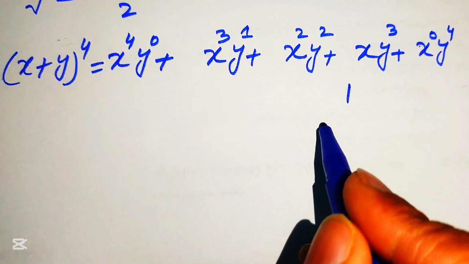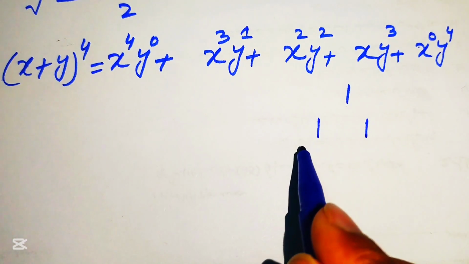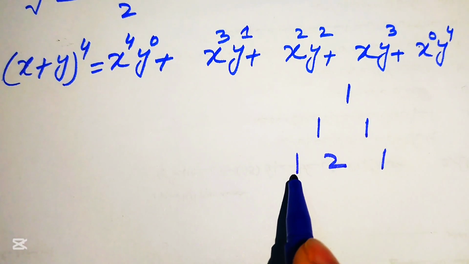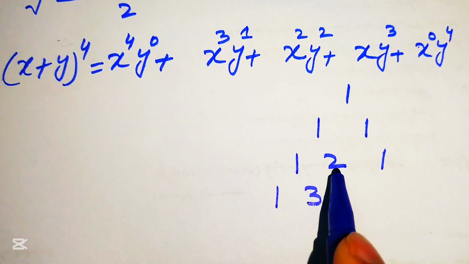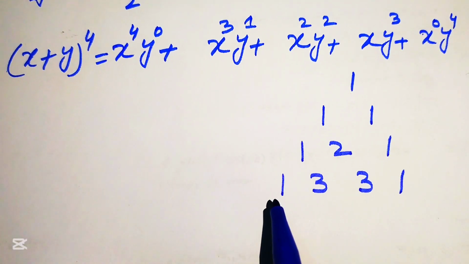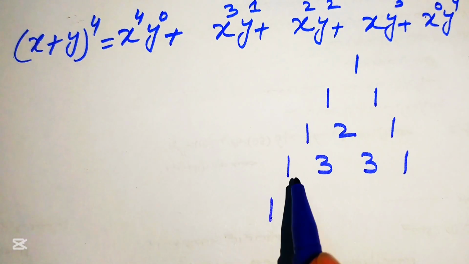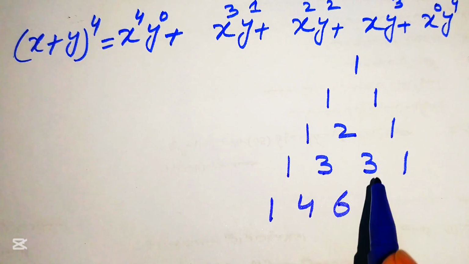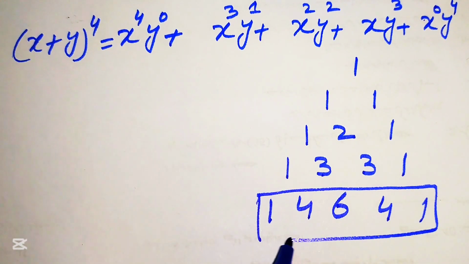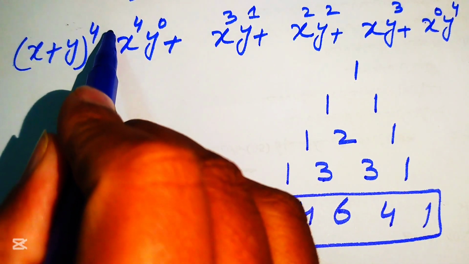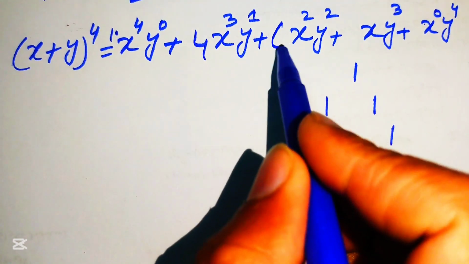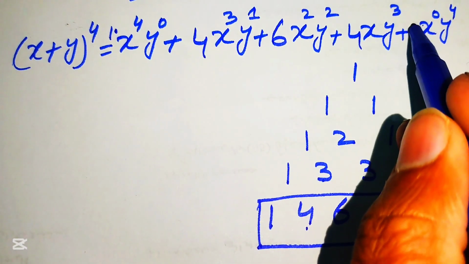This is 1, we write 1 here and 1 here. Again we write 1 here and add these two values, 1 plus 1 is 2, and we write 1. Again we write 1 here, 1 plus 2 is 3, 2 plus 1 is 3, and we write 1 here. This is the tree of length 4, but now we can draw the tree of length 5. We have 1, 1 plus 3 is 4, 3 plus 3 is 6, 3 plus 1 is 4, and this is our 1. We can place these coefficients on each of these terms. The coefficient of the first term is 1, the next is 4, the next is 6, the next is 4, and the last is 1.